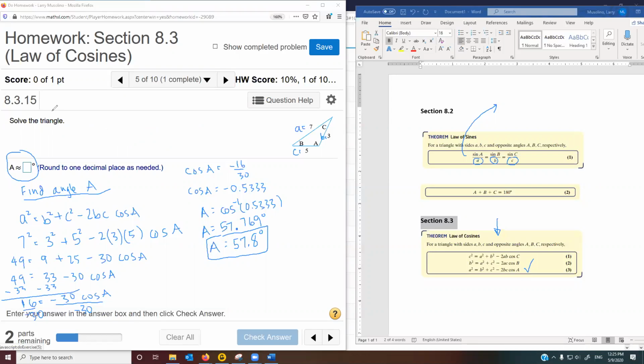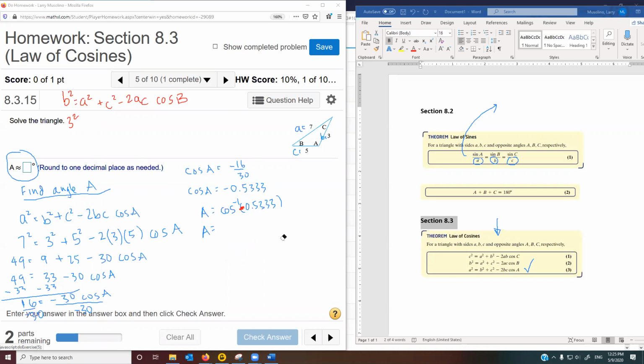So when I use formula number 2, it says b squared is a squared plus c squared minus 2ac cosine b. Let me plug in all the sides because I know all the sides of this triangle. So this is going to be 3 squared. Oops, I just realized I made an error here. This should have been negative 0.5333. Let me go back and fix that. Whoops. Apologize for that error.